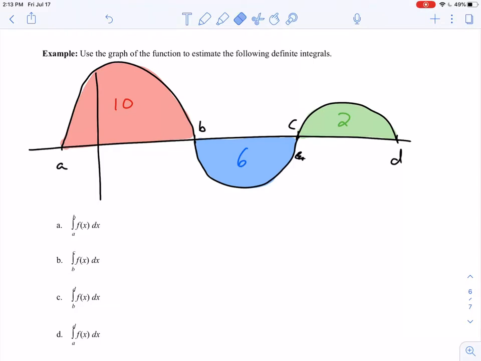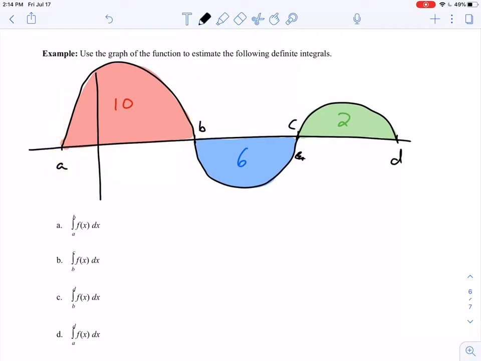So first up, I want to evaluate the definite integral from a to b of f of x dx. So here I want to start at a, so right here, and go over to b and find the area that's bounded between my function and the x-axis. So here I'm telling you that that area is 10. So I know that my integral will either take on a value of 10 or negative 10. I just need to think about, well, should that area be positive or should that area be negative?